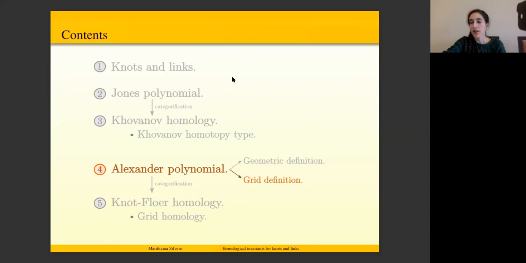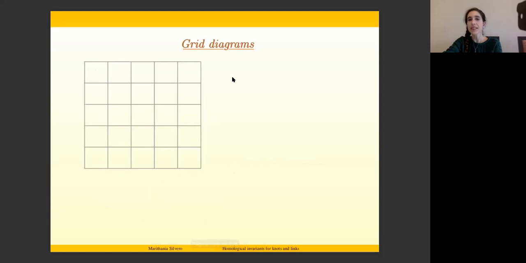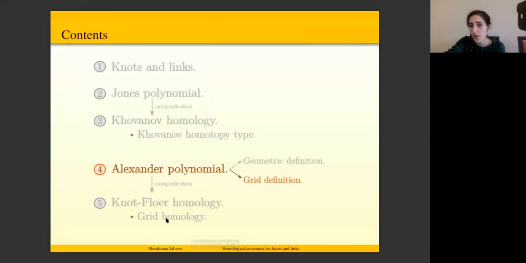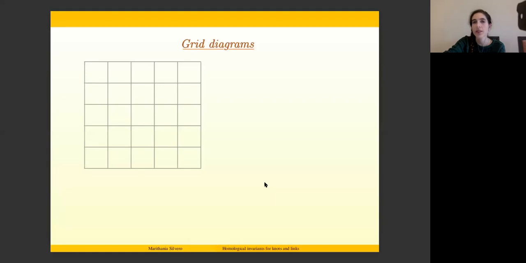And now I will show you another definition, the grid definition. I'm going to give this definition because then I want to explain grid homology. So let's see the definition of the Alexander polynomial in terms of grid diagrams. First I will explain what a grid diagram is. We have a grid like here. Here we have a 5 times 5 grid.